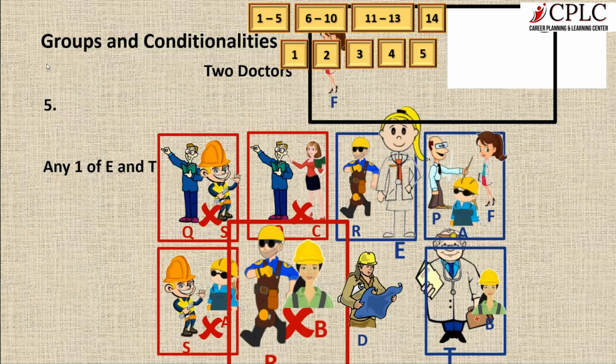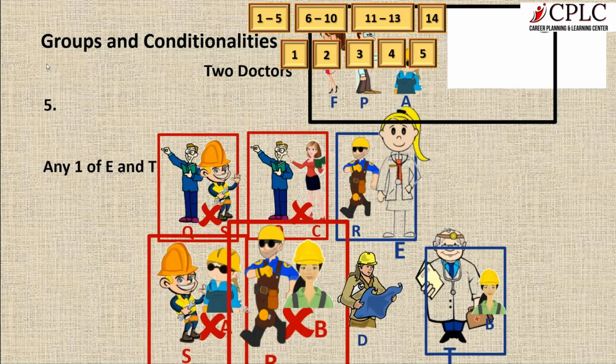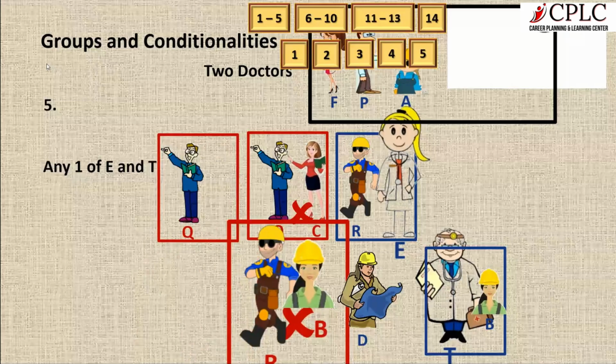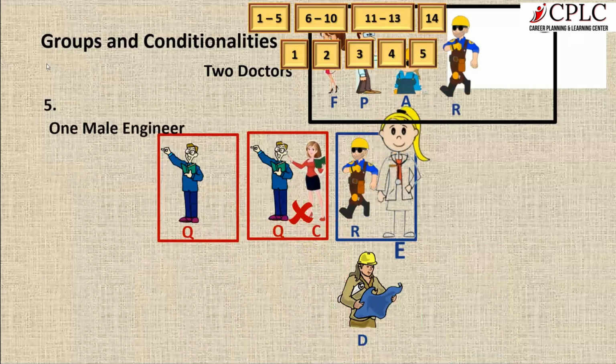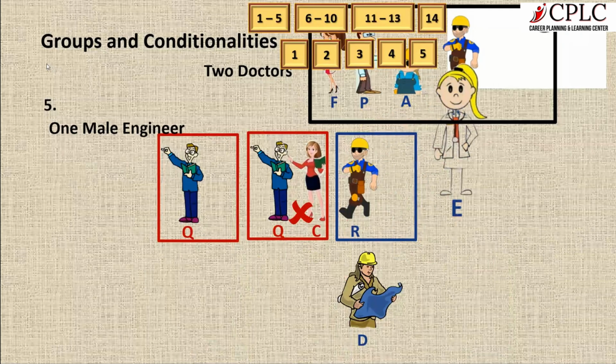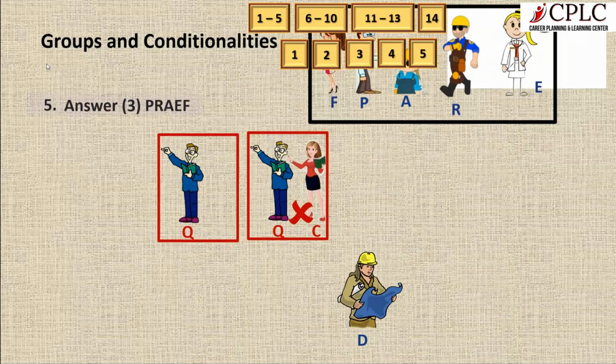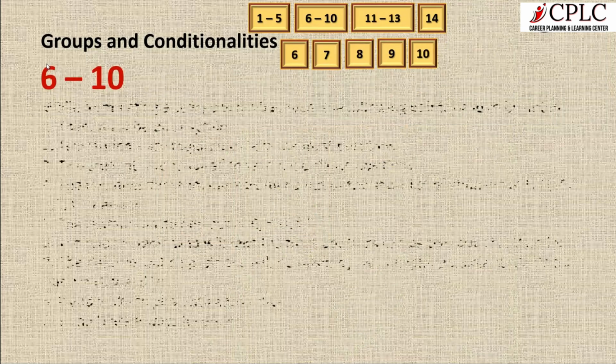So if we select F, P and A will also come. Now A and S are not going together, hence that possibility will be eliminated. We want one male engineer, so we have to select from R and E. So we'll select R. If we select R, E will also go in the team. And this is the team that we have got. So the option is option 3, that is PRAEF. Moving to the next set.